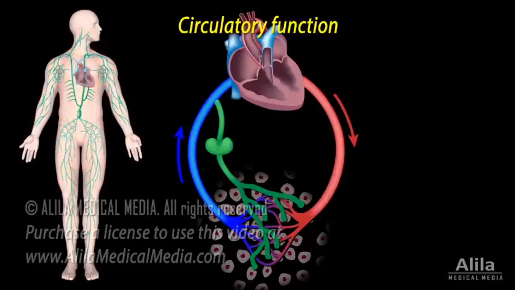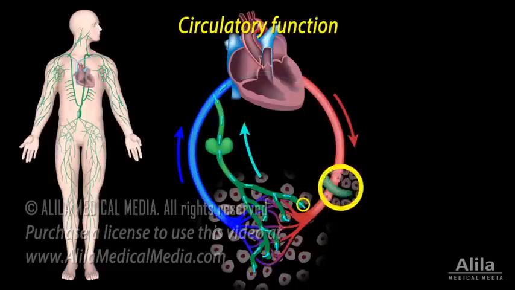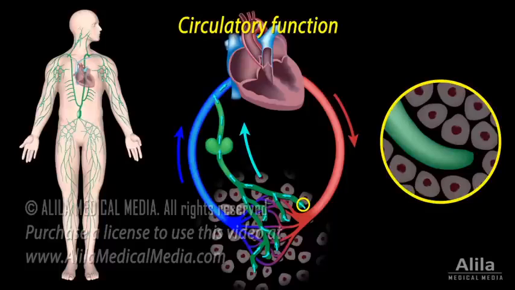Unlike the blood circulatory system, which is a closed loop, the lymphatic system is a one-direction, open-ended network of vessels. Lymphatic vessels begin as lymphatic capillaries made of overlapping endothelial cells. The overlapping flaps function as a one-way valve.